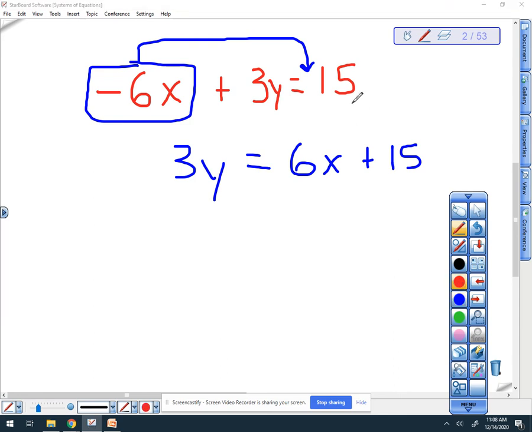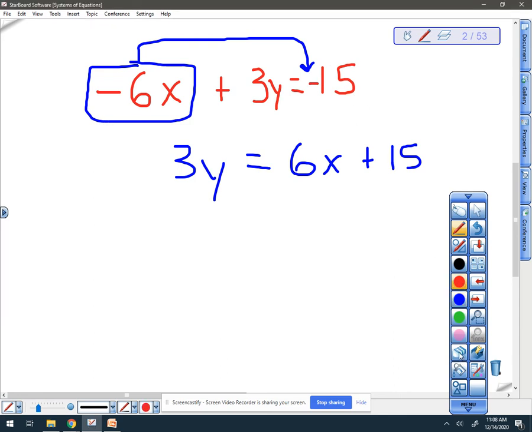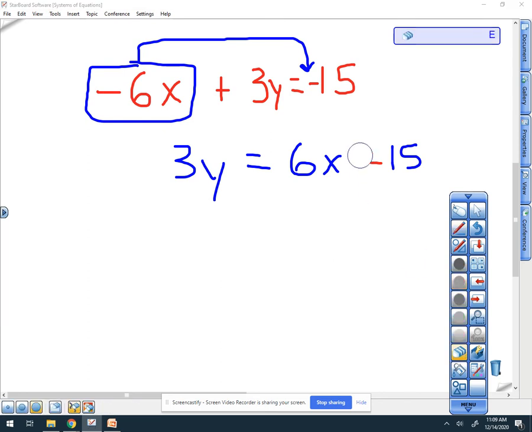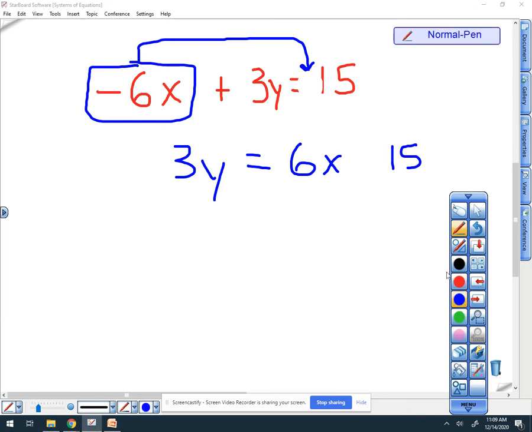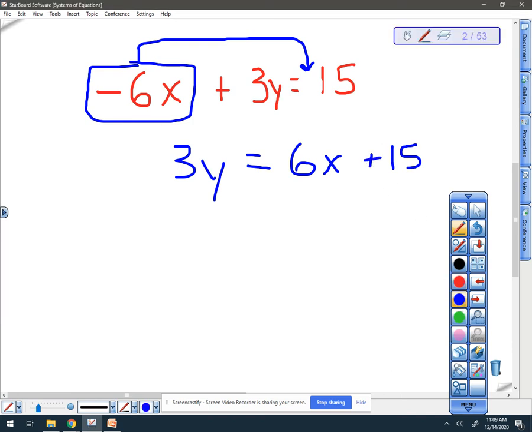All right. What if this would have been equals negative 15 up there? Well, then down here, you would have put minus 15. All right, but we can do another one of those here in a minute. So we've got plus 15, and then you want to divide everything by what's in front of the y. So divide everything by 3.